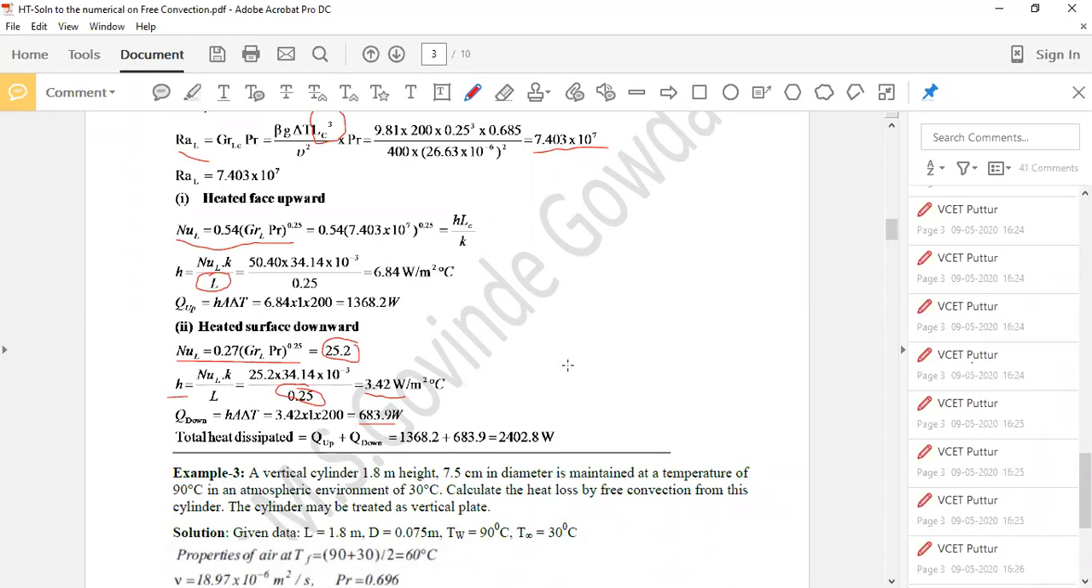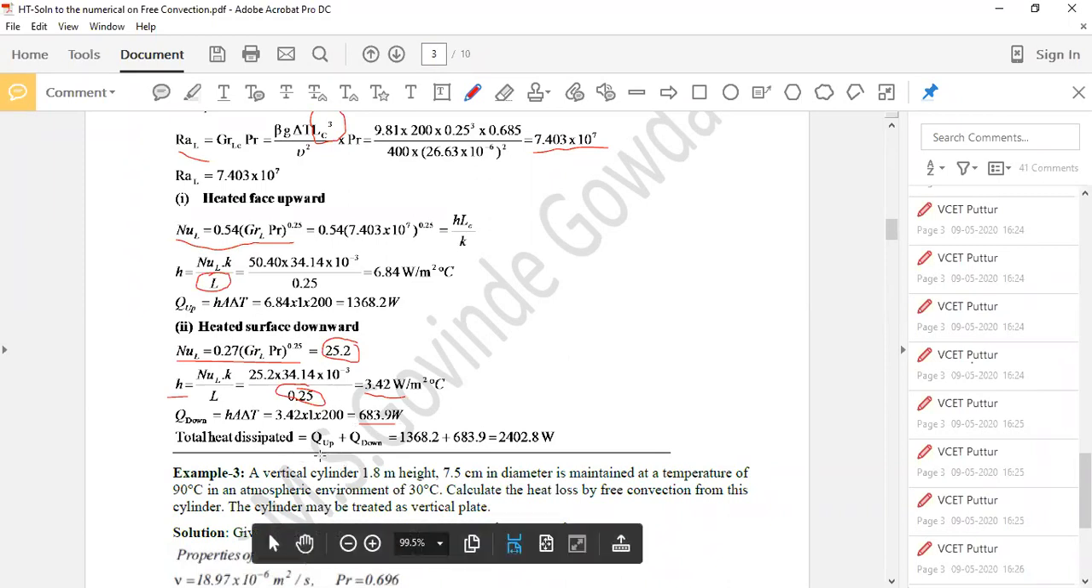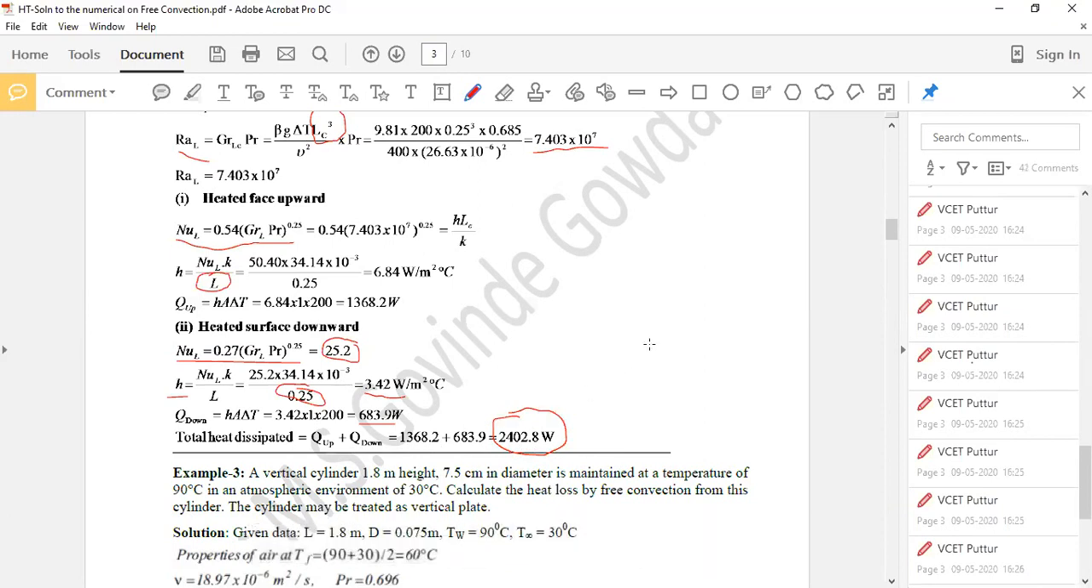683.9 watt. Since the same plate is dissipating heat from both the top and bottom surface, the total heat dissipated by the plate will be the sum of these two heat transfers. So therefore, this is calculated to be 2402.8 watt or 2.4 kilowatt.